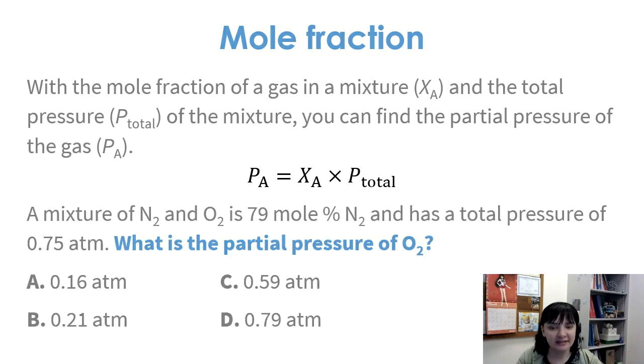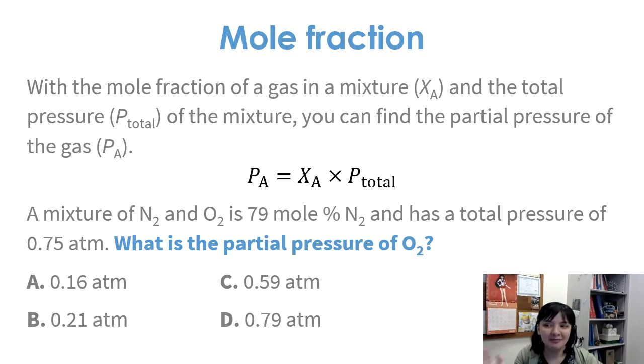But consider this example where I have a mixture of nitrogen and oxygen gas, and the mixture is 79 mole percent nitrogen and has a total pressure of 0.75 atmospheres. My question for this mixture is, what is the partial pressure of oxygen in this case? Think about how the mole percent of nitrogen may relate to the mole percent of oxygen, or how the partial pressure of nitrogen may relate to the partial pressure of oxygen. Go ahead and take a minute to think through this one, and then we'll go over it in a little bit.